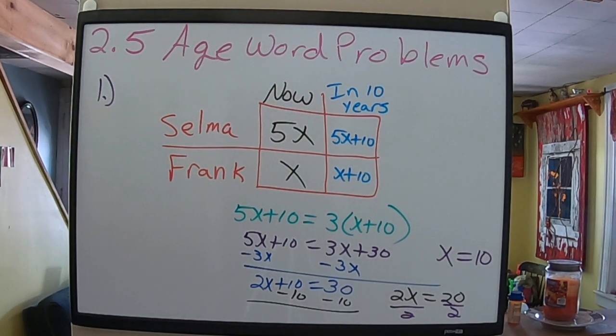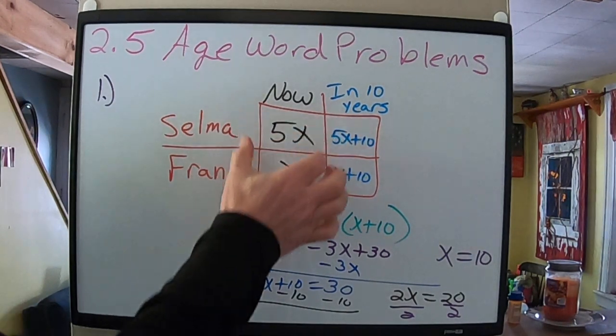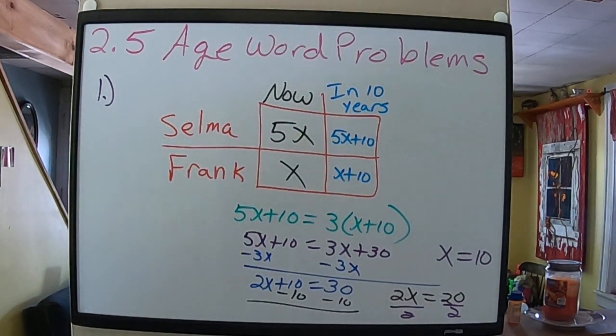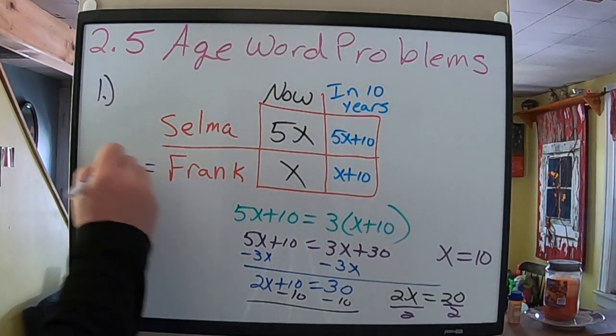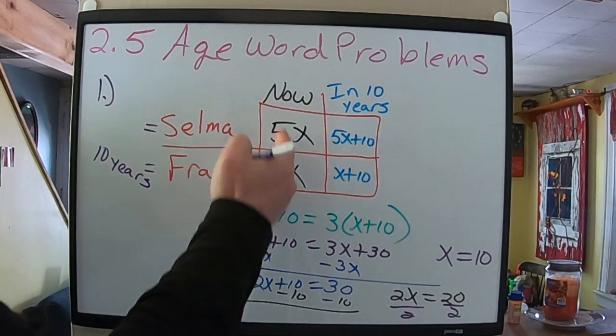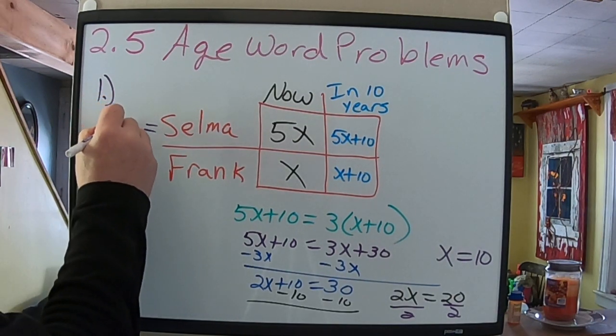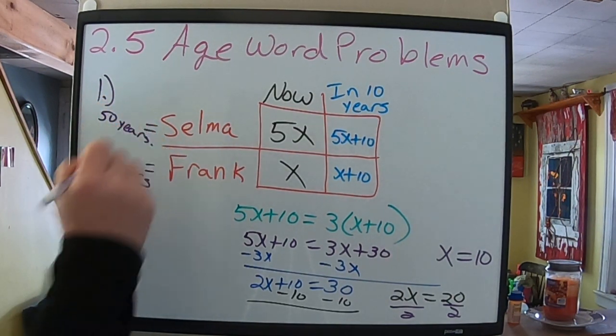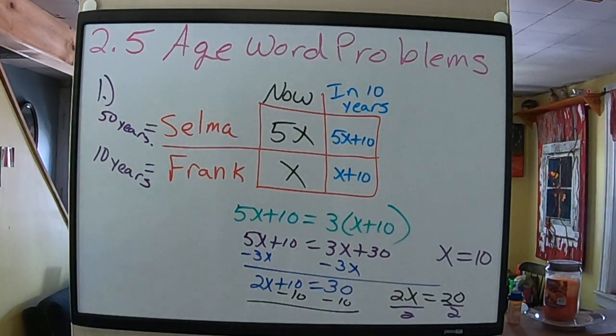So now, probably the easiest place to put your answer is outside, but if you made a bigger section in your box, you could fill it in there. How old is Selma and how old is Frank at this time? How old are they now? Well, if Frank is 10, Selma would be 5 times that, 50. And that's how you solve it.